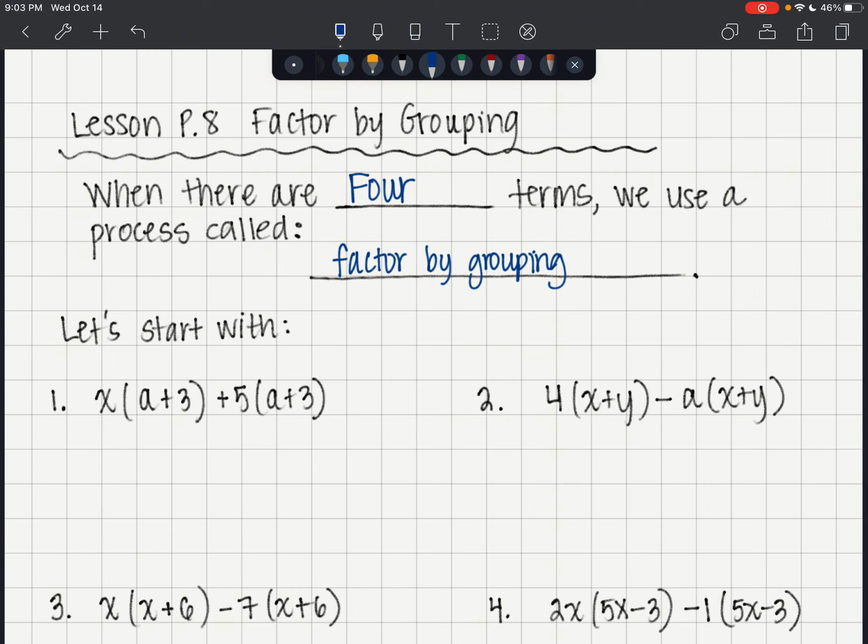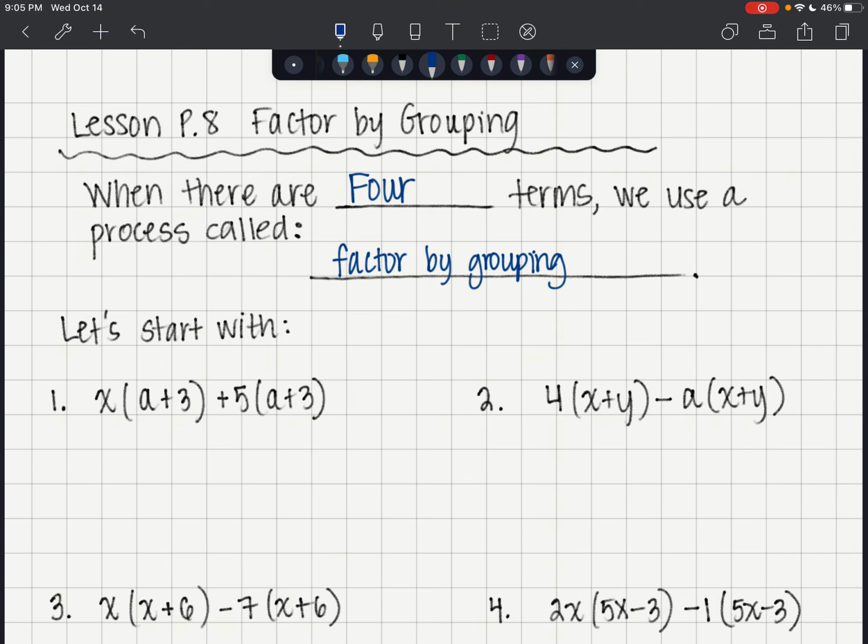Sometimes teachers will teach students how to create four terms, but since you already know how to factor using the trial and error method, this is only used when we are given the setup already for us in four terms. There's really no need to go through this process unless we're given the four terms. So that's the long story short: when there are four terms, that's when we use this process.